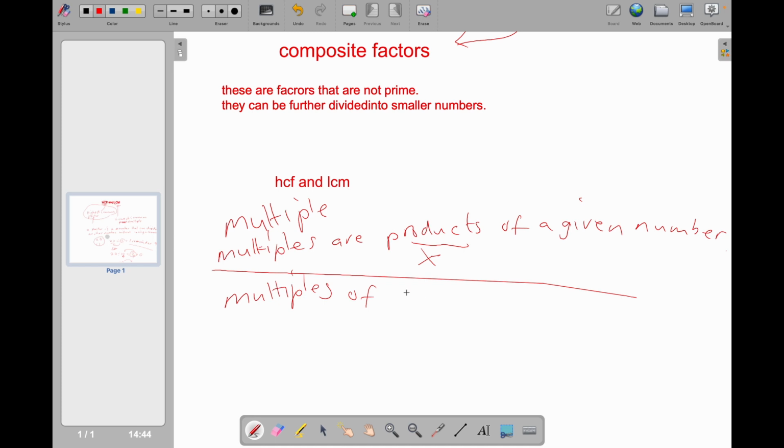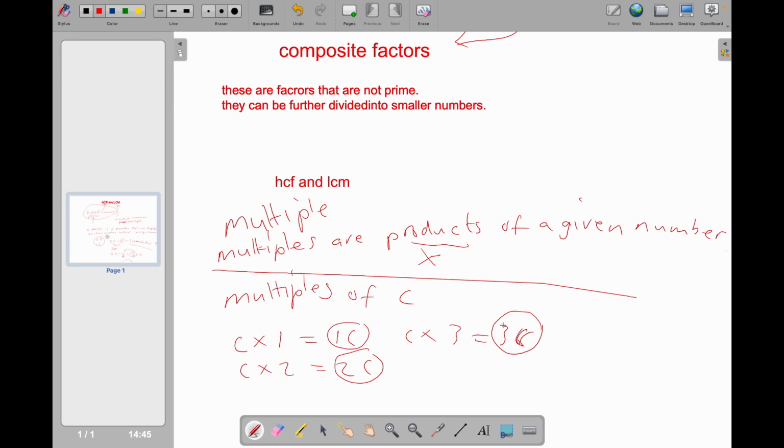of C. Multiples of C. So for us to get multiples of C, we say C multiplied by 1 gives 1C. C multiplied by 2 equals 2C. C multiplied by 3 equals 3C. So these are the multiples of C.